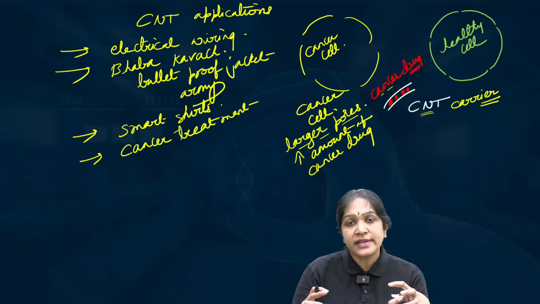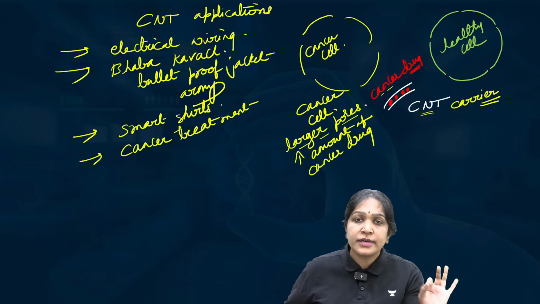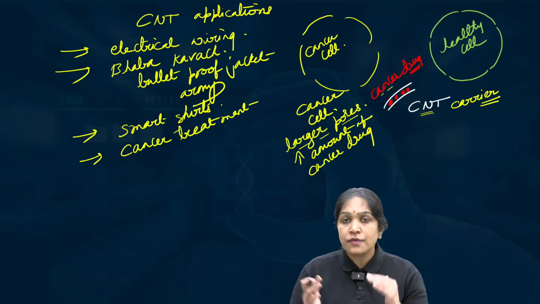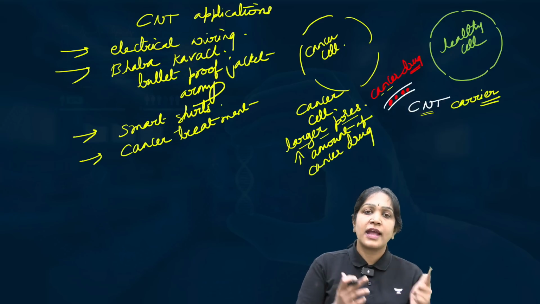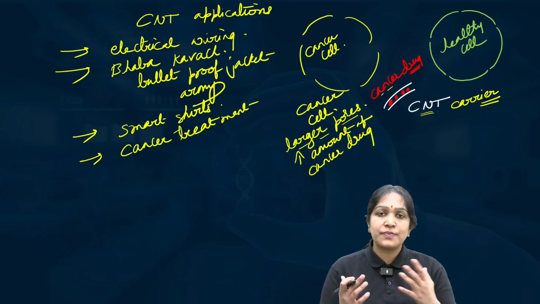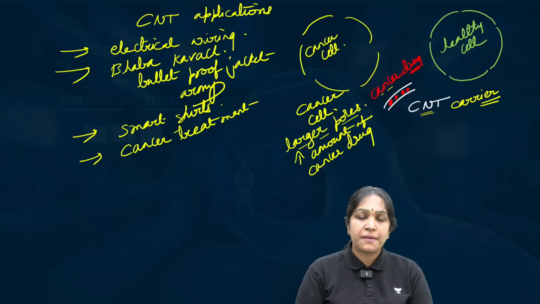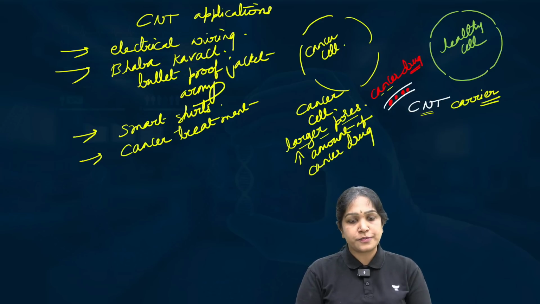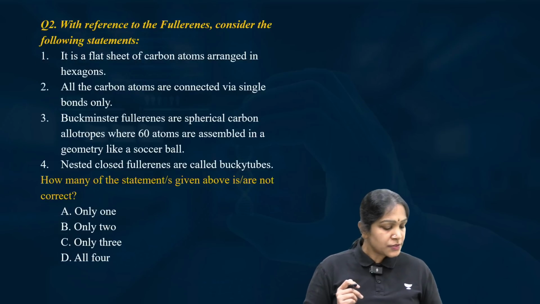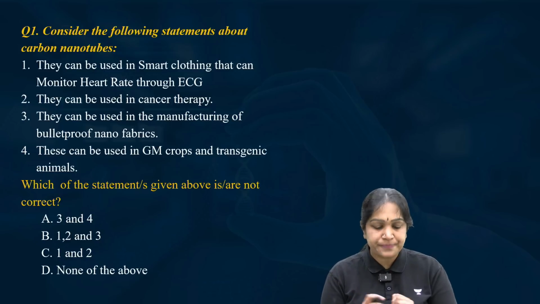So the cancer cells will take up more of the cancer drug, whereas the healthy cell does not take it up, or will take up very little of this cancer drug. So what happens? Selectively the cancer cells are killed without destroying the healthy cells. Like this, we can use carbon nanotubes in cancer treatment also. These are various applications of the carbon nanotubes. So this is what I wanted to discuss about the carbon allotropes. So here I have given two practice questions from the carbon allotropes.